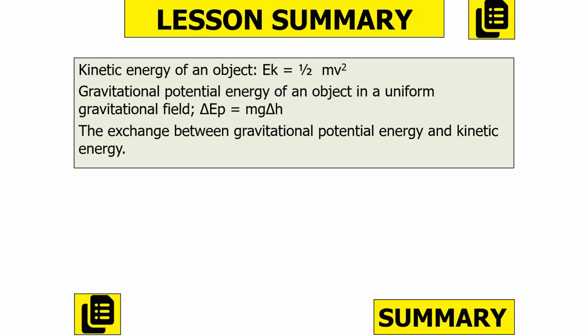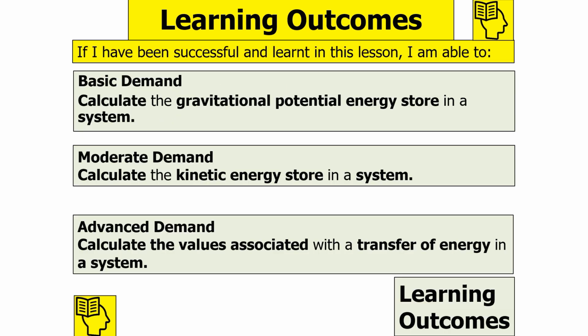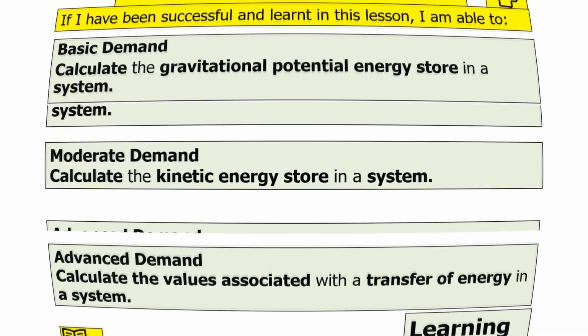So to summarise what we've looked at in today's lesson, the kinetic energy of an object is equal to a half mv squared, the gravitational potential energy of an object in a uniform gravitational field equals mg delta h, and we know about the exchange between gravitational potential energy and kinetic energy. So if we've been successful and learnt in this lesson, we should be able to calculate the gravitational potential energy store in a system, calculate the kinetic energy store in a system, and calculate the values associated with the transfer of energy in a system.